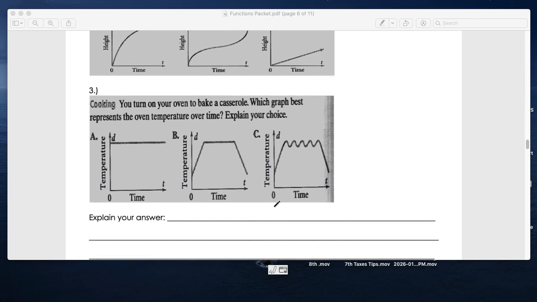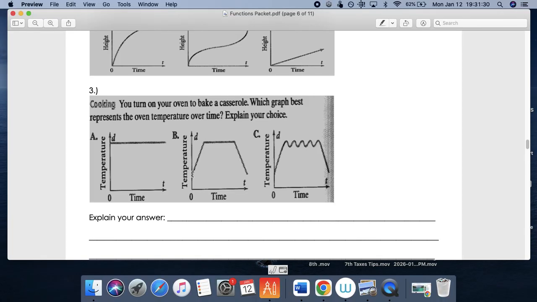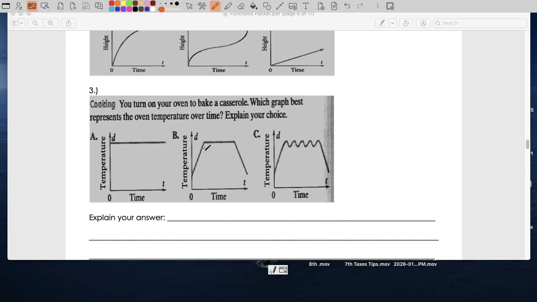Your oven. You turn on your oven to bake a casserole. Which graph best represents the oven temperature over time? So, when you turn it on, the oven is not at 0 degrees. It's just not, right? If you go to your kitchen, there's a certain temperature, 50 degrees. You turn it on, what happens to the temperature? What happens to the oven?